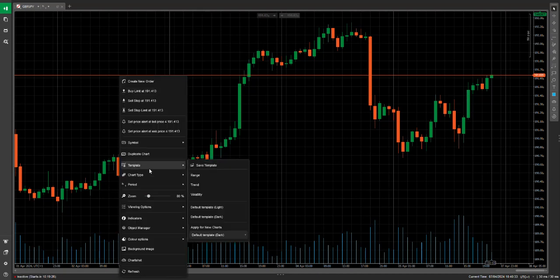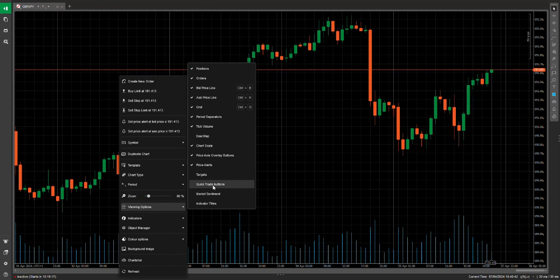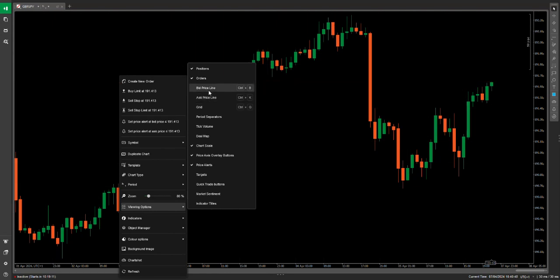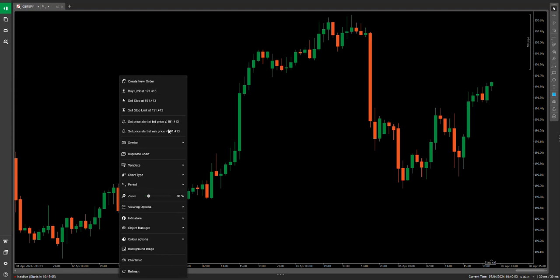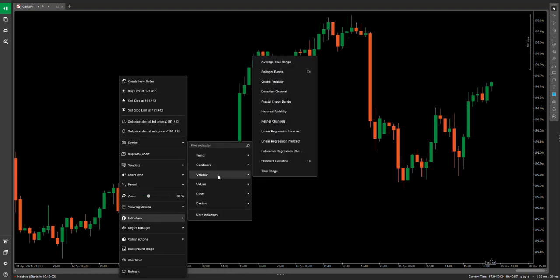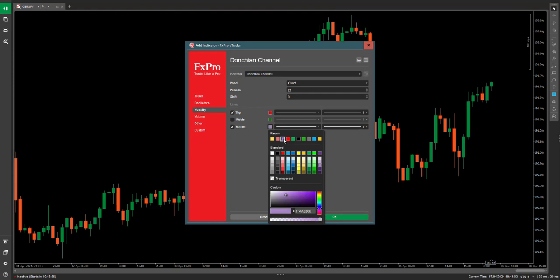Right, first of all, let's get the viewing options. Don't want that, don't want that, don't want that. Leave those 3: tick volume, period separators, grid. Positions and orders will leave. Okay. Then we're down to indicators, quick indicator, volatility, your Donchian channel, which is your BB bands. Get rid of the middle. Change your colours.